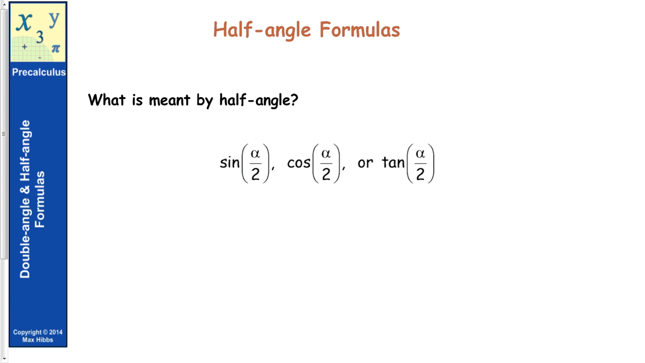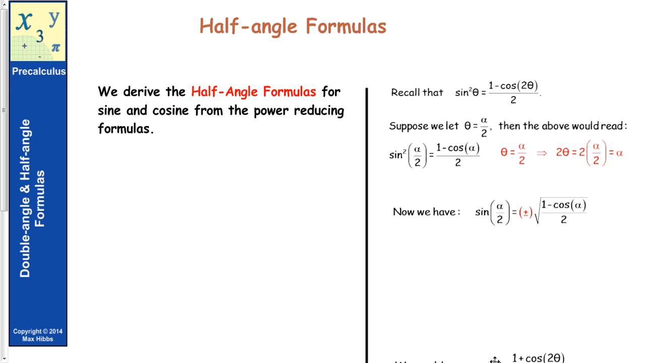So let's look at how we would deal with these, or what we do to figure out what a half angle formula is. As you can see here, we derive the half angle formulas for sine and cosine from the power reducing formulas. As we look over here to the right, recall that sine squared theta, the power reducing formula, is equal to 1 minus cosine of 2 theta divided by 2.